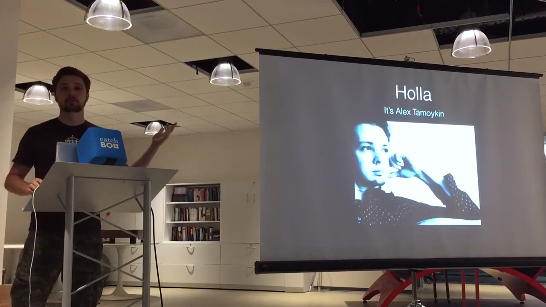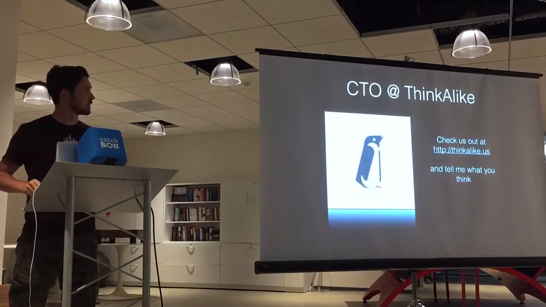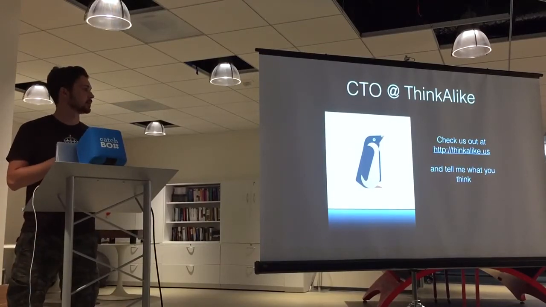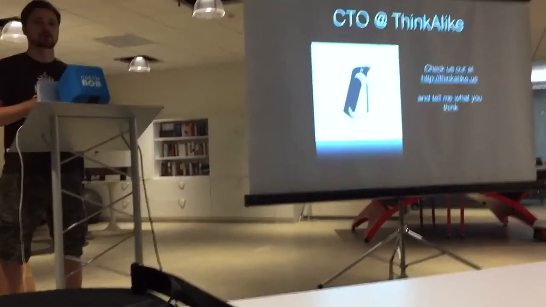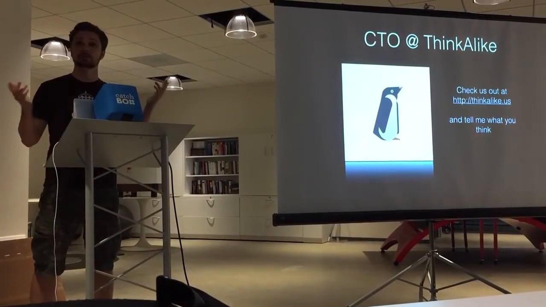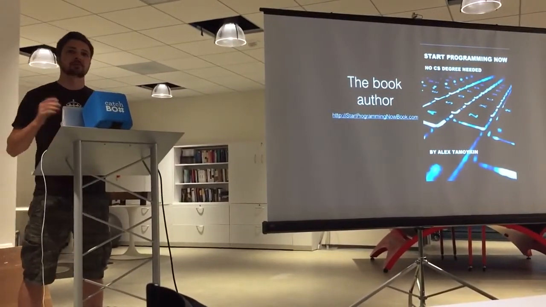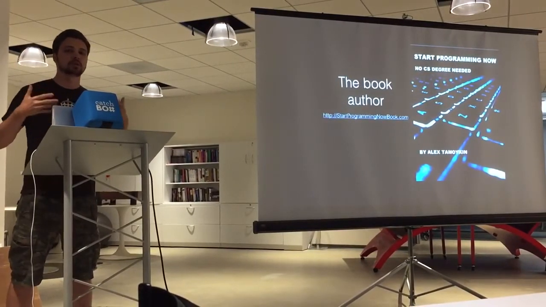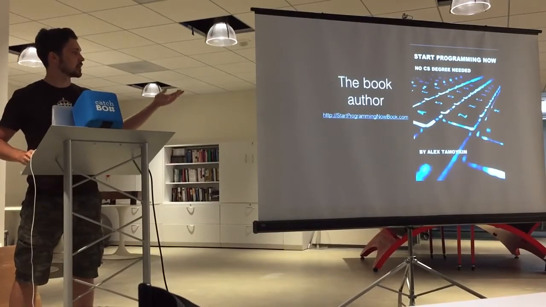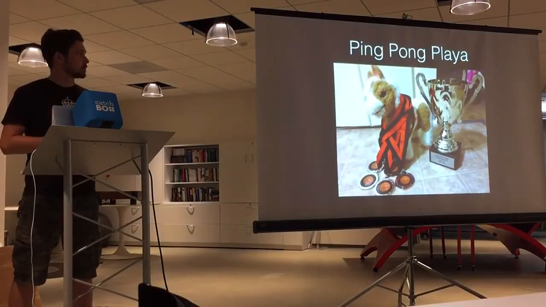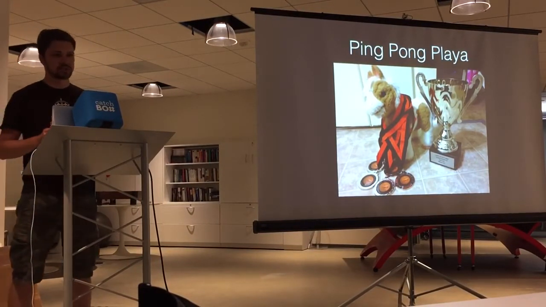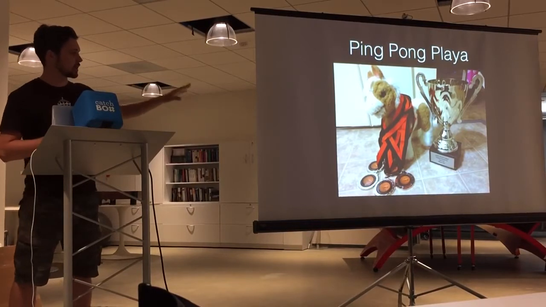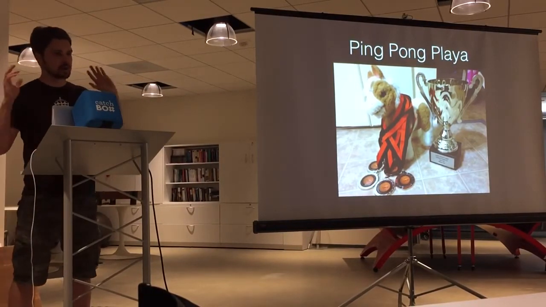So let me tell you a little bit more about myself. My name is Alex Tamoykin. Hello. I'm CTO at the company called Thinkalike. We are an early stage startup. We have an awesome social platform. It's mobile only. So check us out at thinkalike.us and tell me what you think. I'm also a book author. I wrote a book called Start Programming Now. This book is oriented towards non-technical people, people who don't have a CS degree, and it helps them to get the ball rolling with programming. So check it out on startprogrammingnowbook.com. It's free to read online. I also play ping pong, and table tennis is pretty awesome. I won 3 seasons of the Los Angeles Table Tennis Federation League. I have 2 more of those trophies in my closet. I have a ton of medals, but my daughter collects them and I don't have medals anymore.